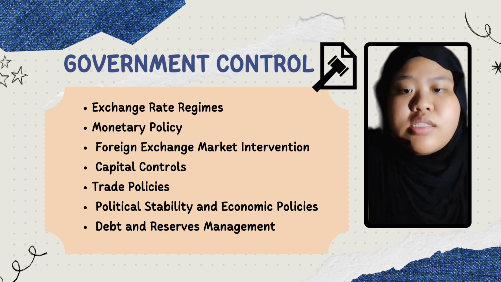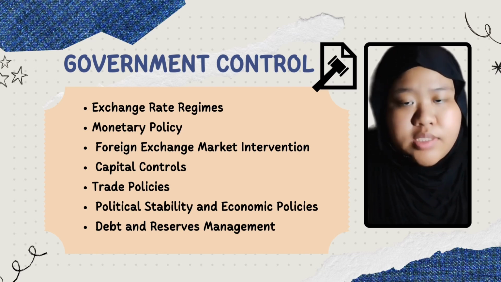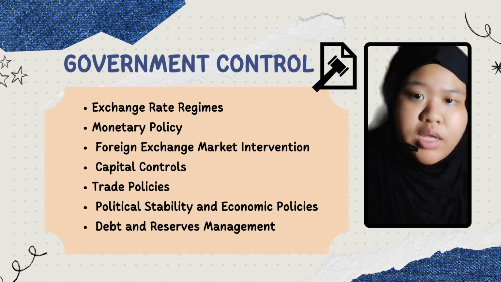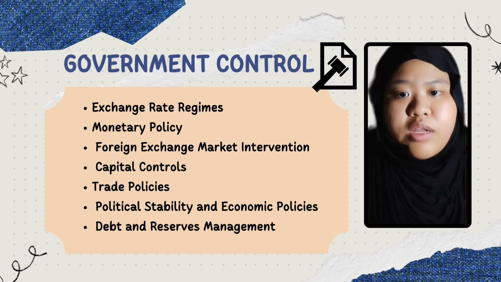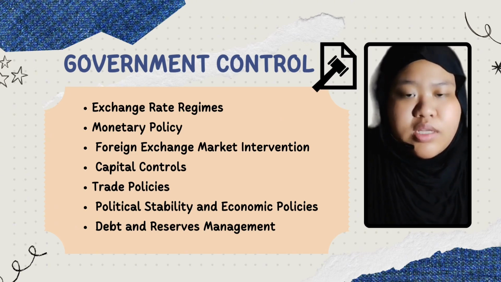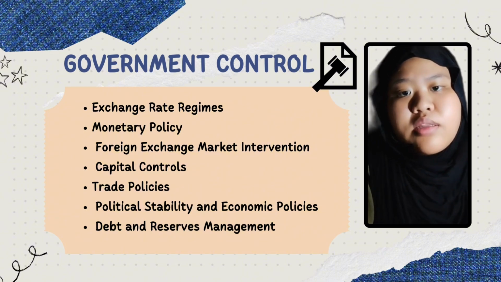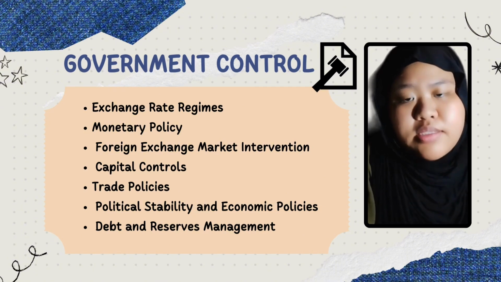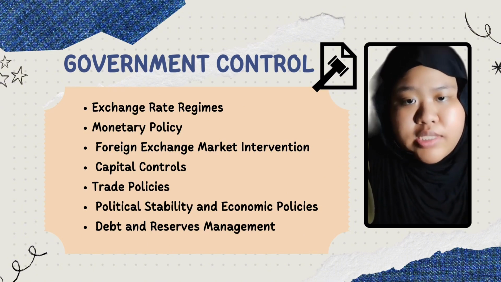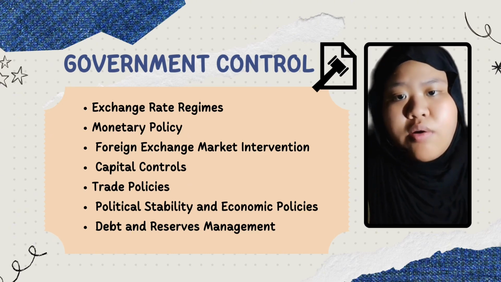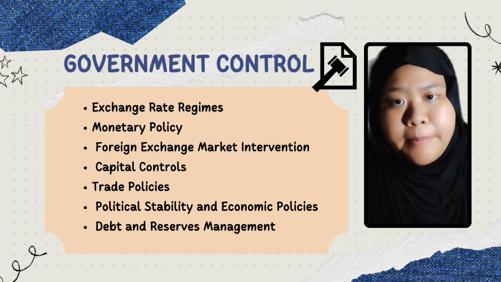So the next is monetary policy, where central banks control the interest rate and the money supply to influence inflation and economic growth. This action directly impacts the value of the country's currency. And number 3 is foreign exchange market intervention, where the government or the central bank buys or sells its currency in the foreign market to stabilize or manipulate its value.